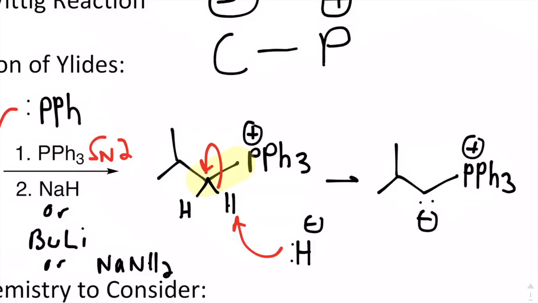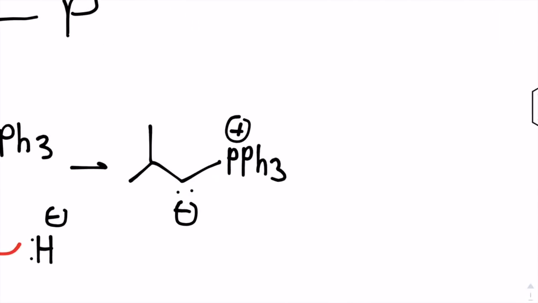So just to make another note here, sometimes we don't always see the ylide in this, I guess, zwitterion state. A zwitterion is just a term for a molecular species with a positive and a negative charge in it.